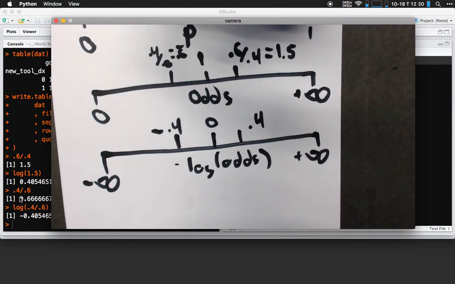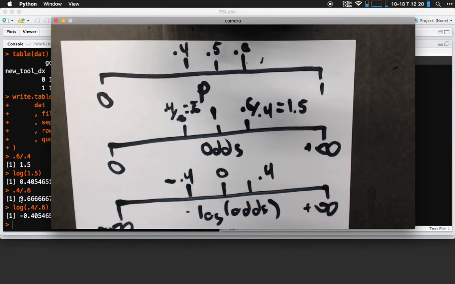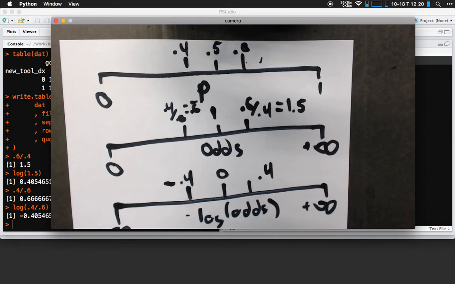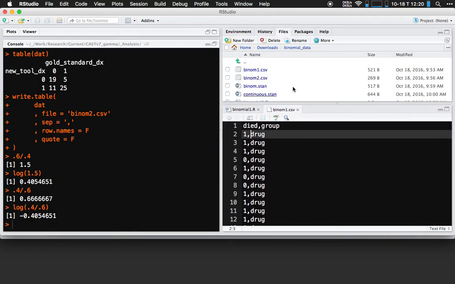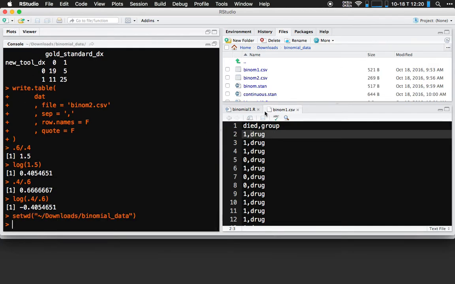So to give you a better sense of how this works, let's actually use the example that I gave you. So we've got this binom.1.csv. We need to read it into R. So it's here in our working directory. I'm going to double check I set this. No, I didn't set this to my working directory. So set as working directory.